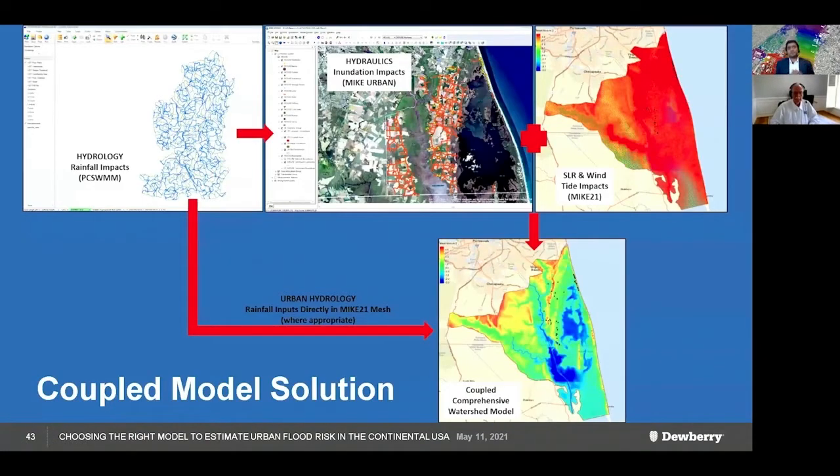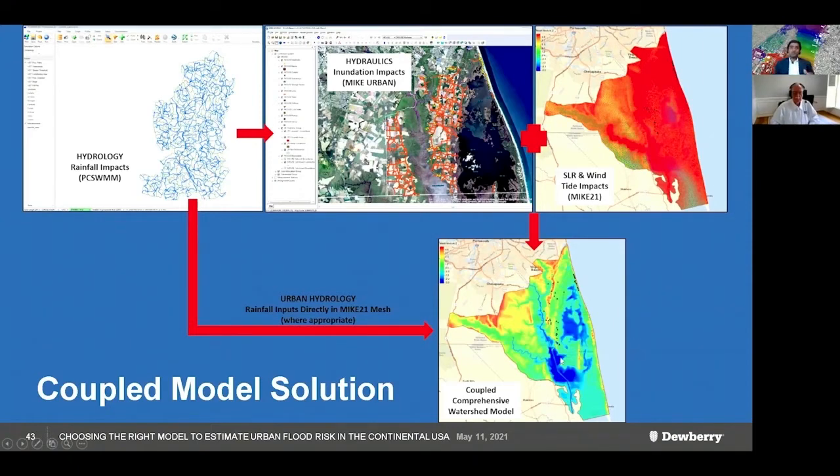So the solution that we came up with and was successfully implemented was the hydrology was done in PC SWMM because of the methodological requirements by the city of Virginia Beach, and MIKE URBAN for coupling the urban stormwater pieces, and MIKE 21 for the wind-driven tide impacts with and without sea level rise.